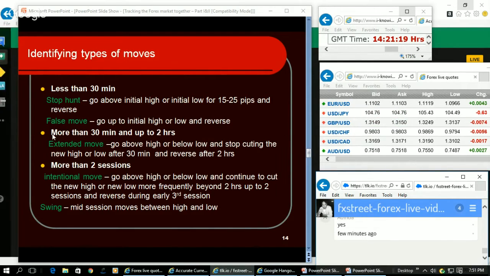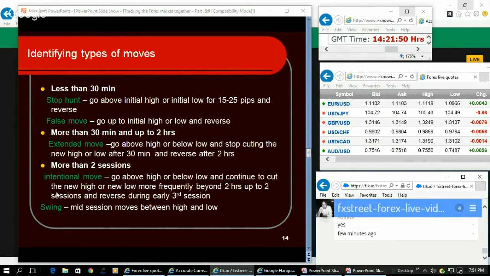crosses. Now, they do the moves in sequence. So always they alternate the extended move with the intentional move. That we need to understand. So every day you'll come across an extended move as a quick move and an intentional move as a slow move. The extended move can be on the upside or on the downside, and the opposite will be the type of intentional move.